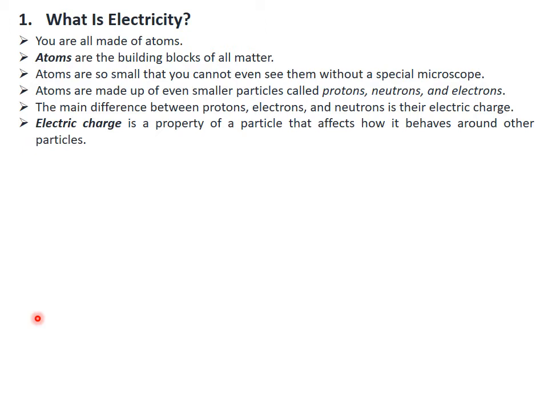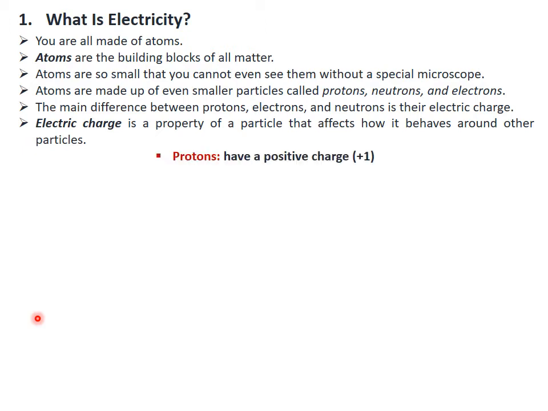The main difference between protons, electrons, and neutrons is their electric charge. What is the electric charge? Electric charge is a property of a particle that affects how it behaves around other particles. Let's see how does this electric charge differ between protons, electrons, and neutrons.